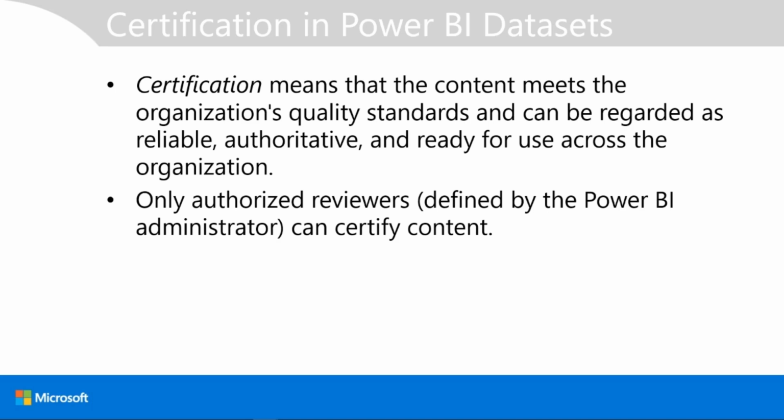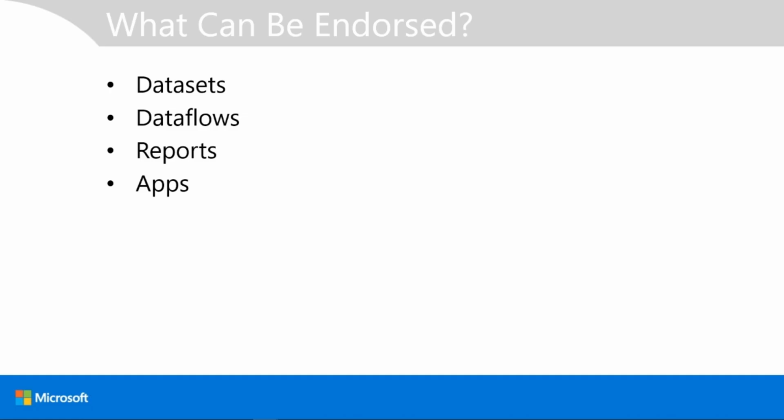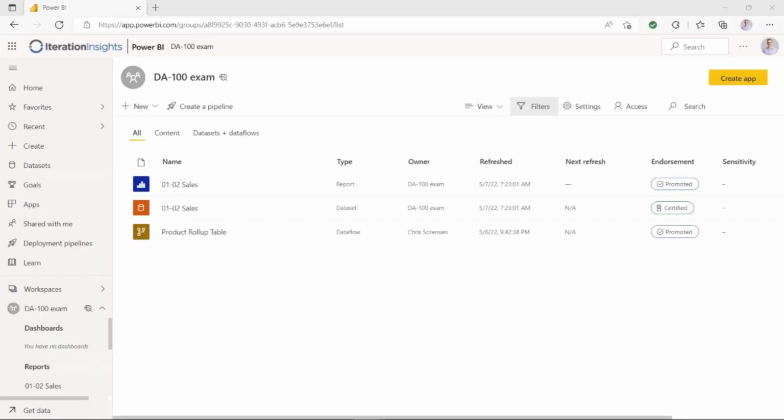Certification means the content meets the organization's quality standards and can be regarded as reliable, authoritative, and ready for use across the organization. Only authorized reviewers, defined by the Power BI administrator, can certify content. So here is a list of what can be endorsed. We can endorse datasets, data flows, reports, and apps. So let's go out to Power BI and take a look.